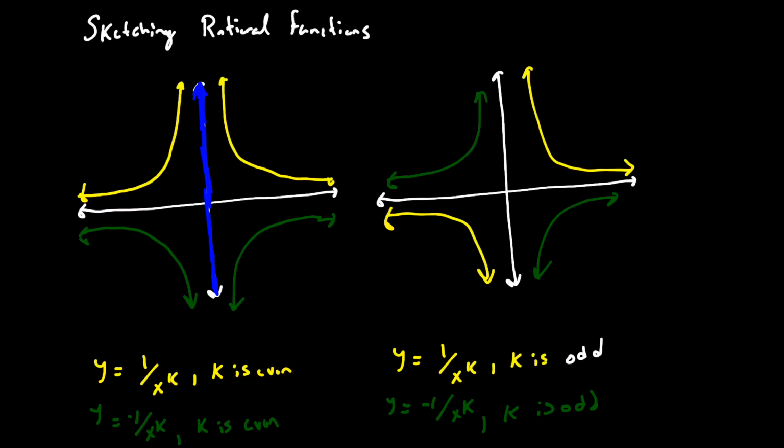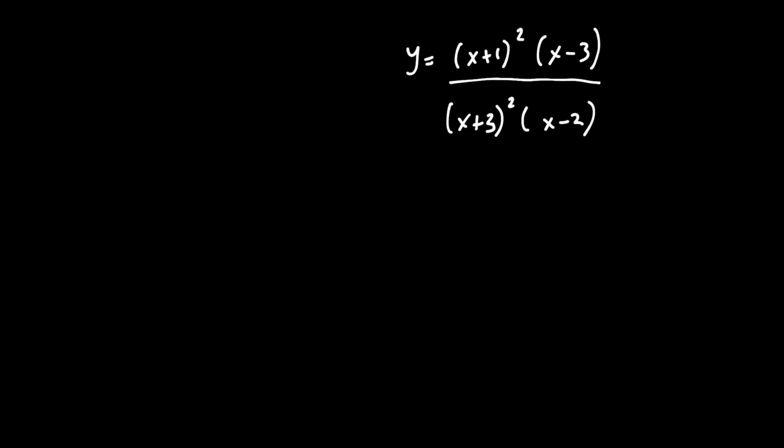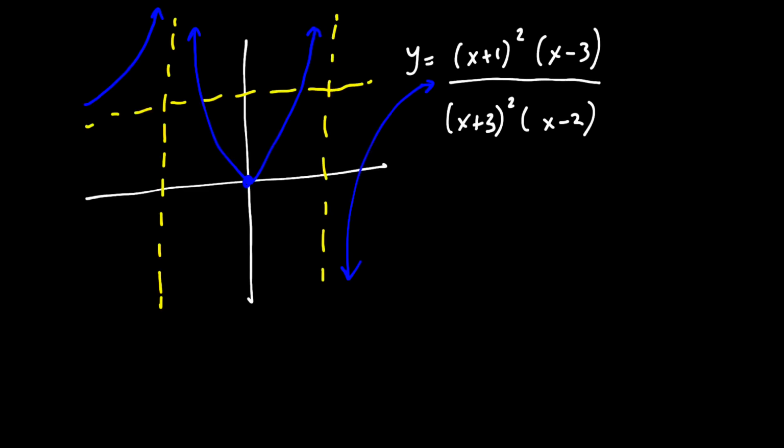Now we can extend these ideas to rational functions where vertical asymptotes are given by factors in the denominator. Let's do this by looking at an example. Suppose we're given the following rational function with the following graph. Then the denominator is telling us about the vertical asymptotes. We'll have one at x is equal to negative 3 and another one at x is equal to 2.